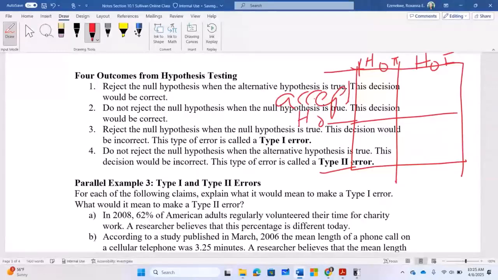Accept H0. Good decision. Correct decision. I wrote through here, and I wrote false. Alpha error: if H0 is true and you rejected it, you committed an error because it is true, but you rejected it.